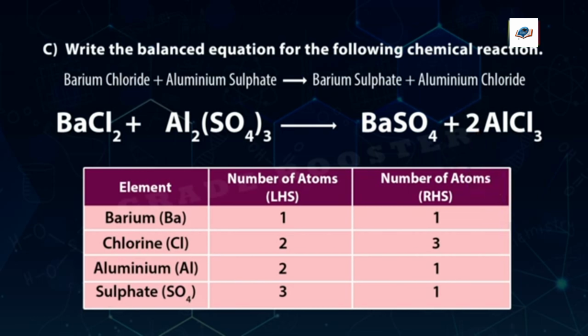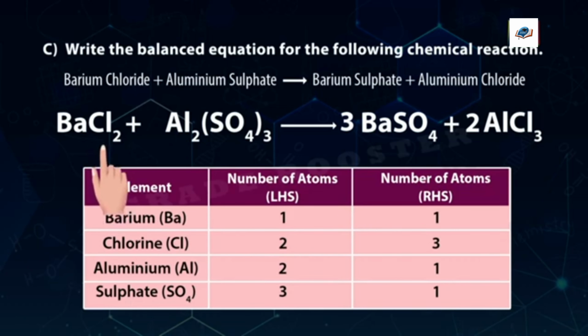Next, sulfate. There are 3 sulfate groups on the reactant side in Al2(SO4)3, but only 1 sulfate group is found on the product side in barium sulfate. Now add 3 before barium sulfate to balance the sulfate on both the sides. Now it becomes BaCl2 plus Al2(SO4)3 gives rise to 3BaSO4 plus 2AlCl3.